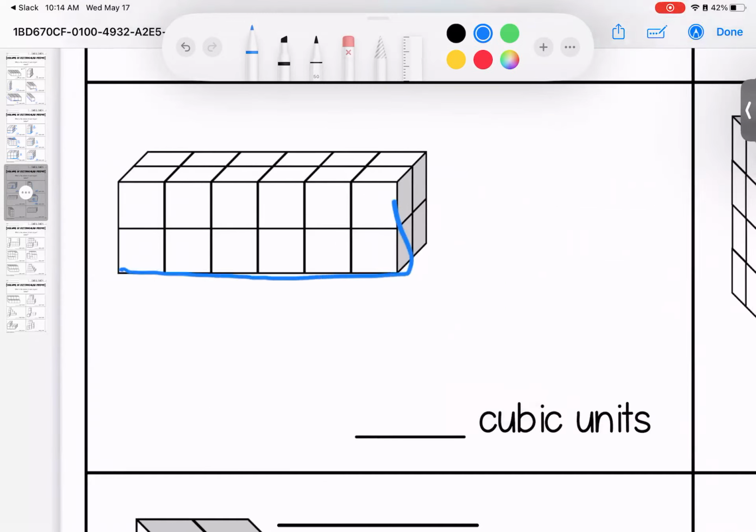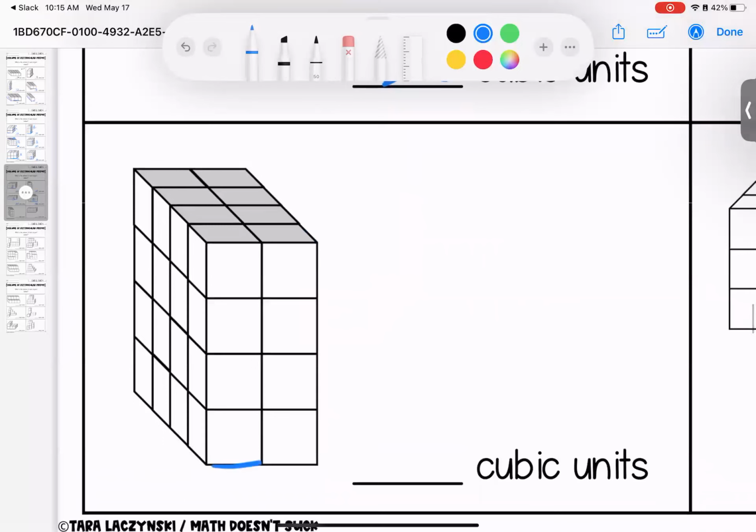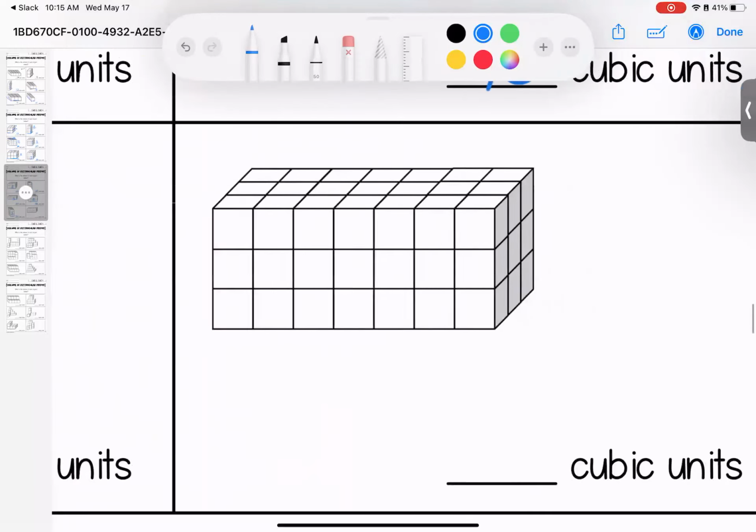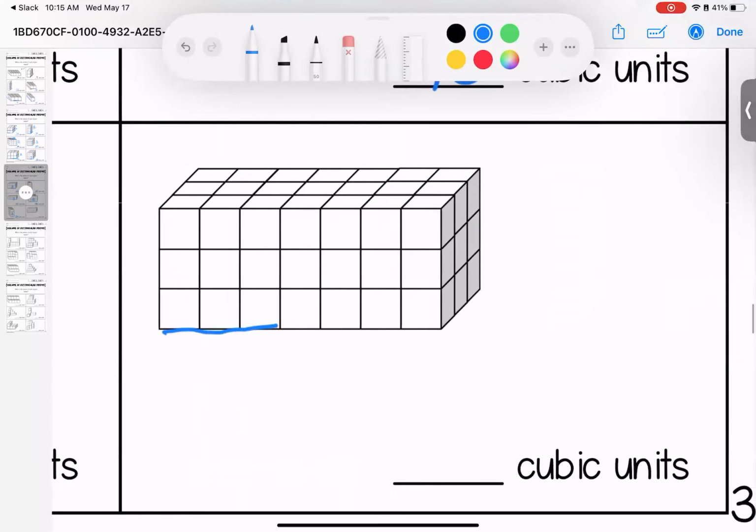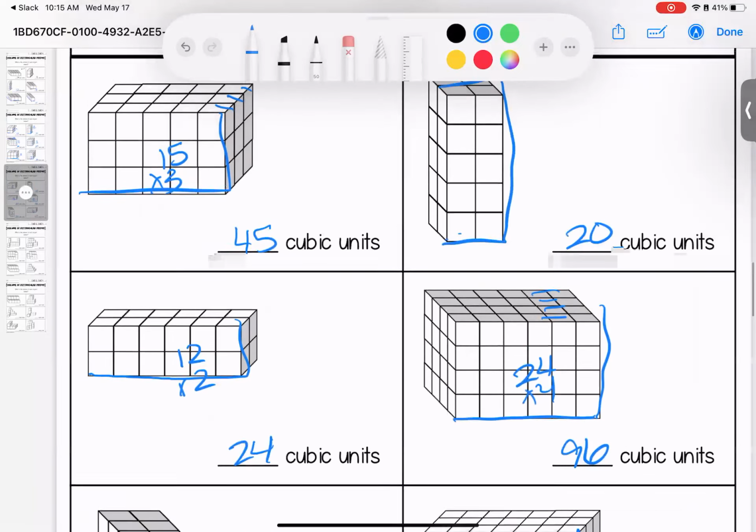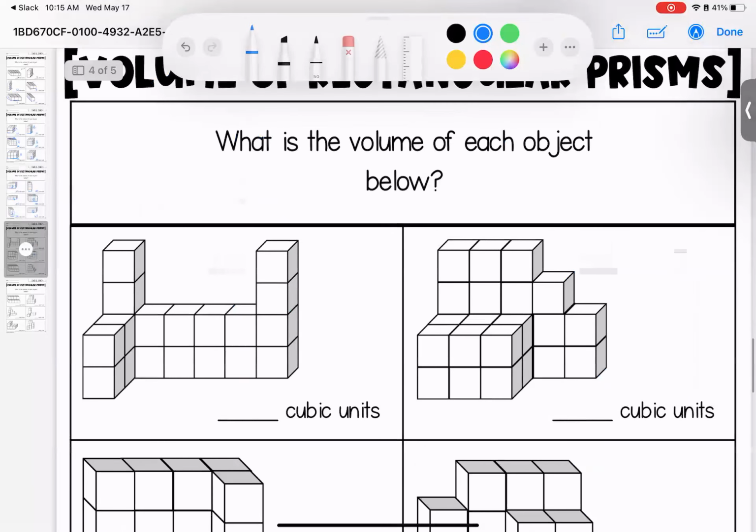1, 2, 3, 4, 5, 6 by 2 is 12. 2 layers is 24. 2 by 4 is 8. 4 layers is 32. And this one is 1, 2, 3, 4, 5, 6, 7 by 3 is 21. 3 layers is 63. Questions on these? Bring them to class.